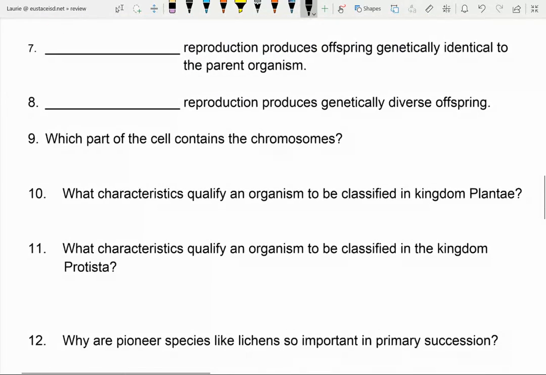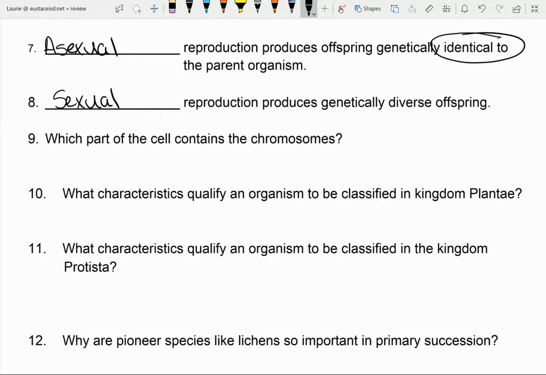Okay. What type of reproduction produces offspring genetically identical to the parent organism? Remember that is asexual reproduction. Since we only have one parent, it is passing all of its genetics to the offspring. So they are identical. They have the same exact genetic makeup.